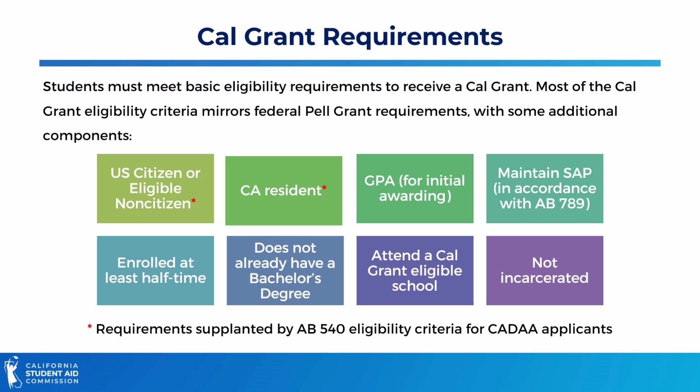Students must maintain satisfactory academic progress or SAP standards according to AB 789. Students must be enrolled at least half-time. Students do not already have a bachelor's or professional degree. Students must attend a qualifying California college, and students must not be incarcerated.